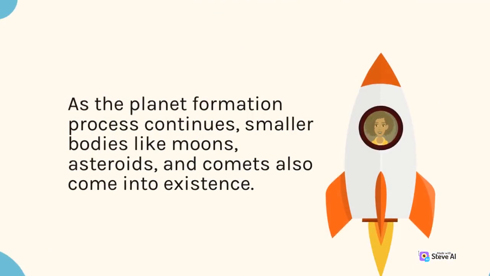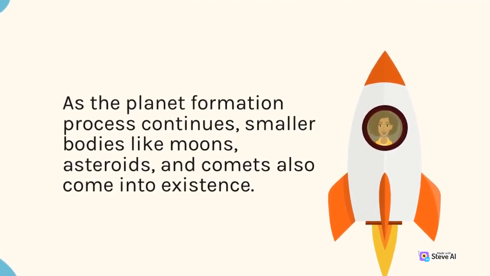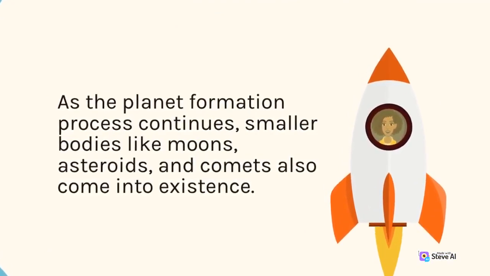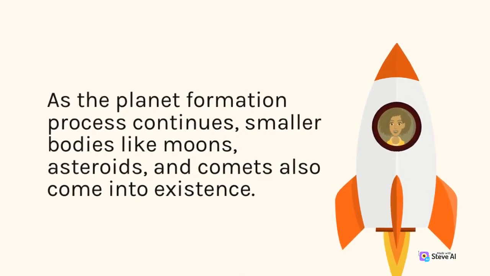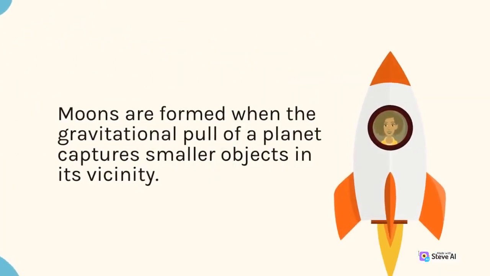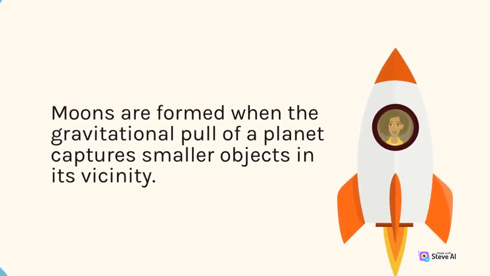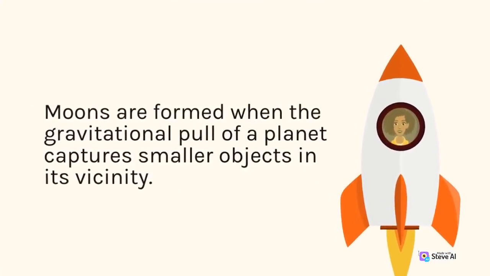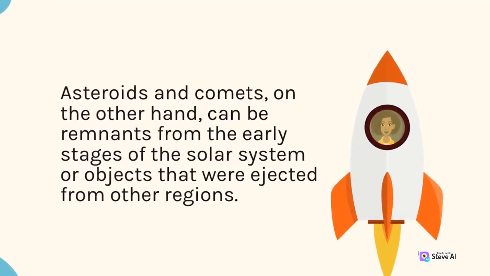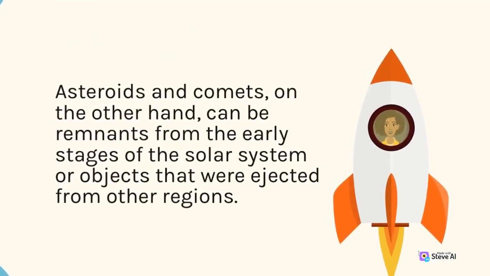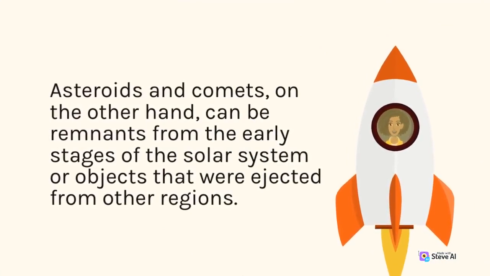As the planet formation process continues, smaller bodies like moons, asteroids, and comets also come into existence. Moons are formed when the gravitational pull of a planet captures smaller objects in its vicinity. Asteroids and comets, on the other hand, can be remnants from the early stages of the solar system or objects that were ejected from other regions.